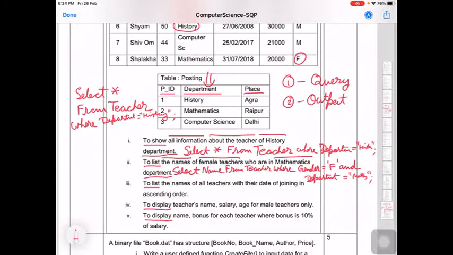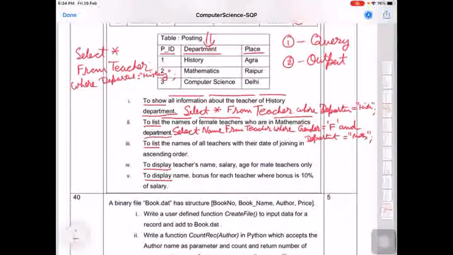So the approach is a left to right approach. Just keep on underlining and the underlines will automatically tell you what clause you must use, but you must have the basic knowledge of SQL.